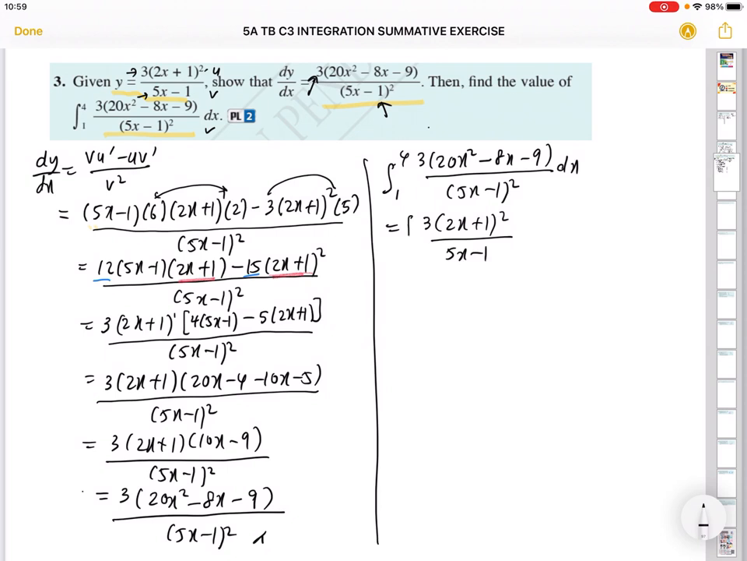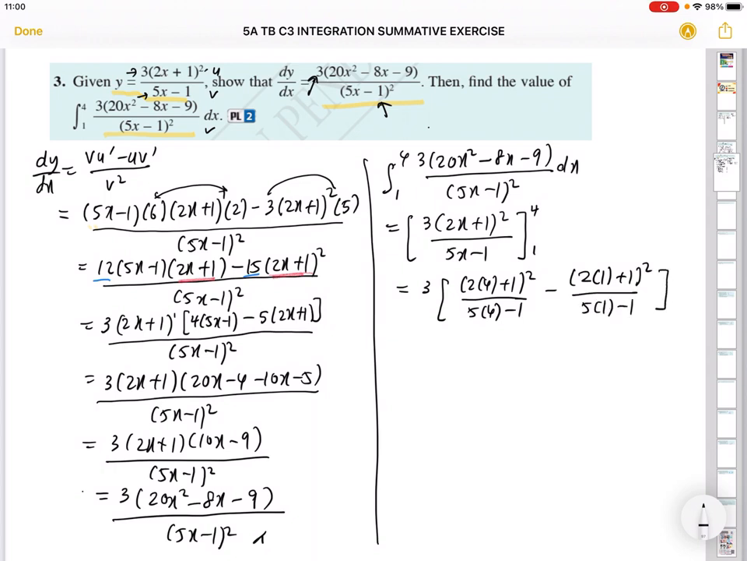Since you have a limit, we have to write lower limit 1, upper limit 4. If there's no limit, we have to put a plus c. Actually, the 3 we can take out. Now for a beginner, if you're not sure, I would suggest you write this, but I always prefer not to, because especially when you type in your calculator, the more brackets you have to type in, the more complicated it will be. So let's just simplify things. You don't have to write this.